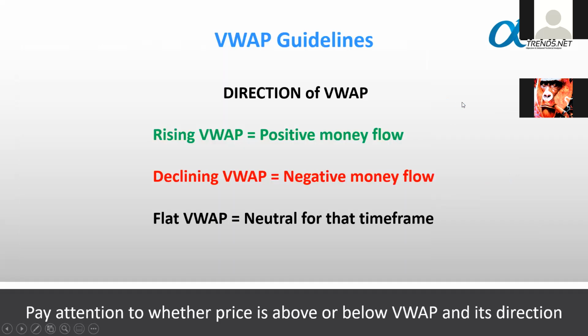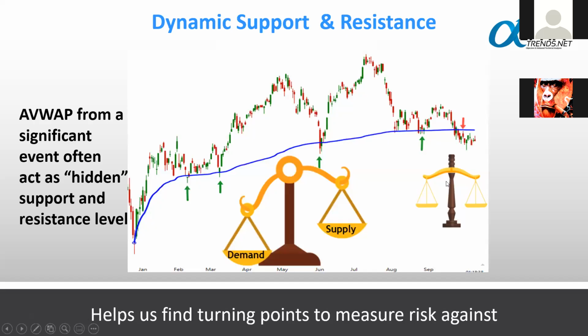So just generally speaking, the things we want to look at is where is the price in relation to the volume weighted average price, and what's the direction of the volume weighted average price. When the VWAP is rising, it says there's a positive flow of money into this stock for the time frame since this study began. If it's declining, there's a negative flow of money from the point that this study began. And if it's flat, it just says it's neutral. There's no edge here. Why bother?